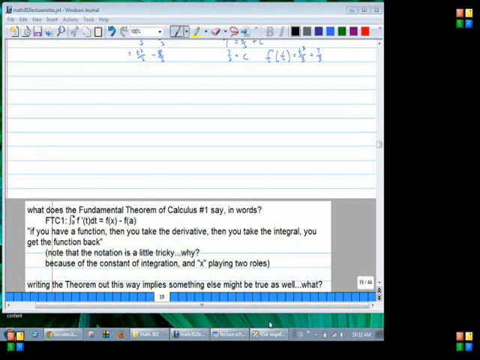But the long story short is, if you have a function, then you take the derivative, which gives you f prime. Then you take the integral again, you get the function back. So this is the sense in which taking an integral and taking a derivative are opposite things. And sometimes we just call the integral the antiderivative because we want to emphasize that fact.